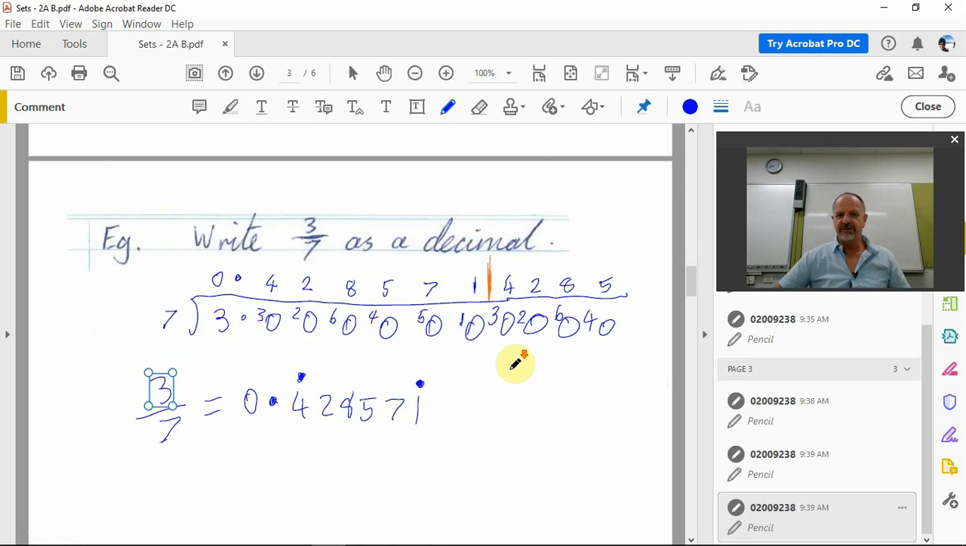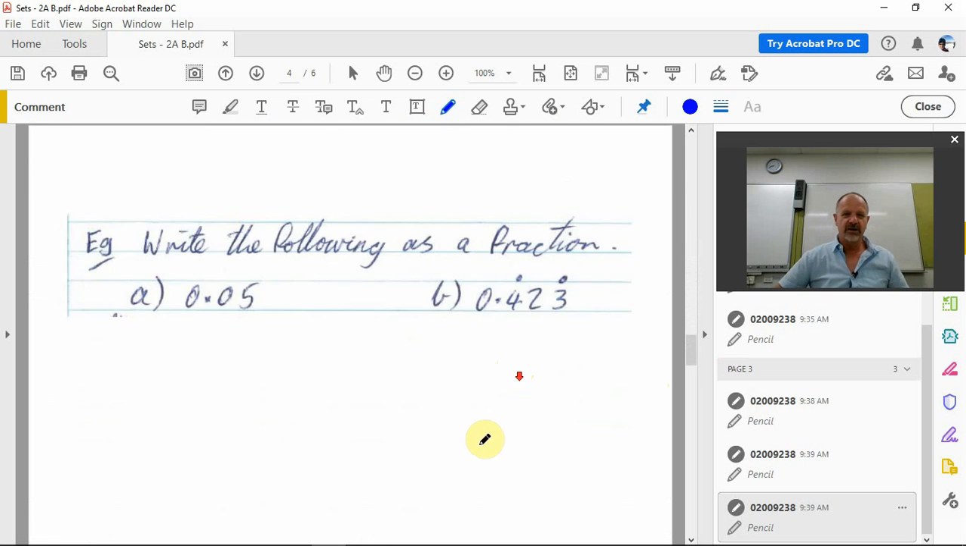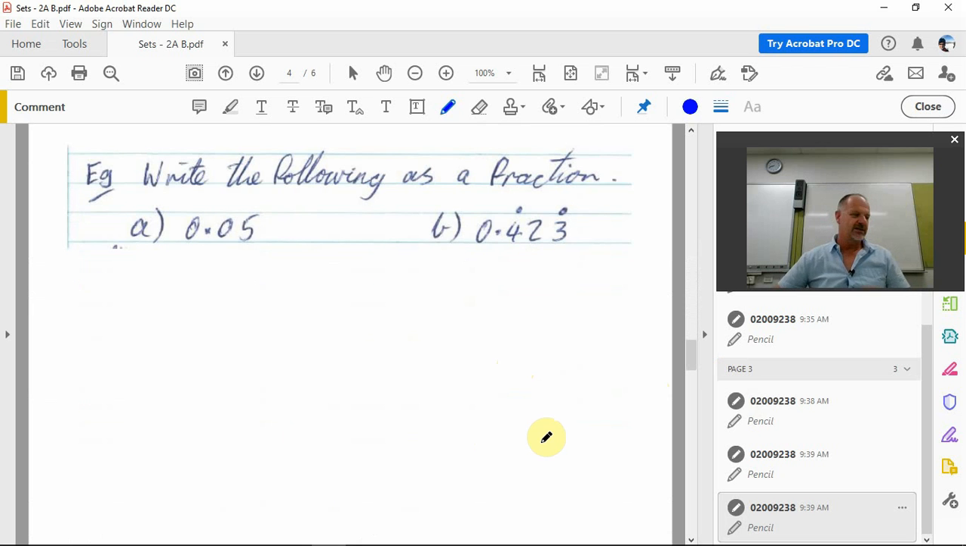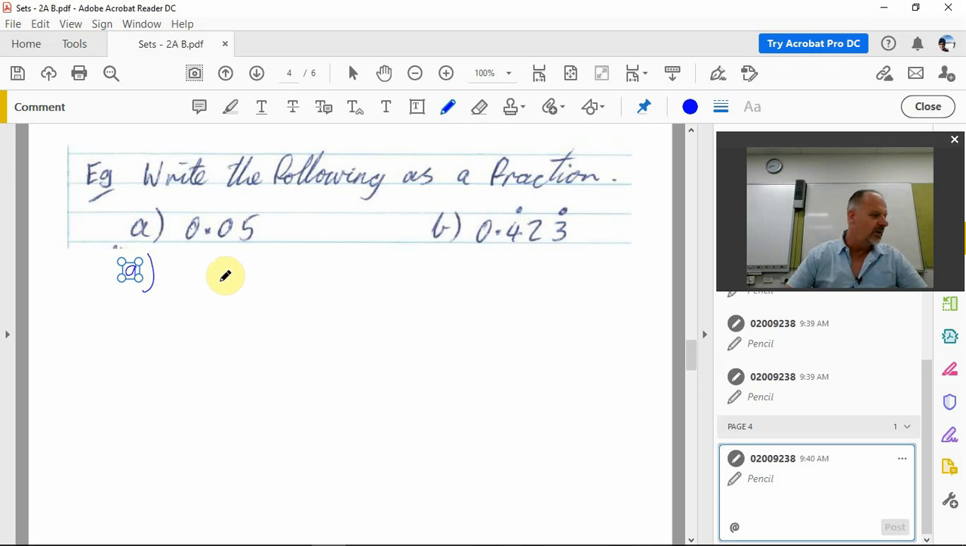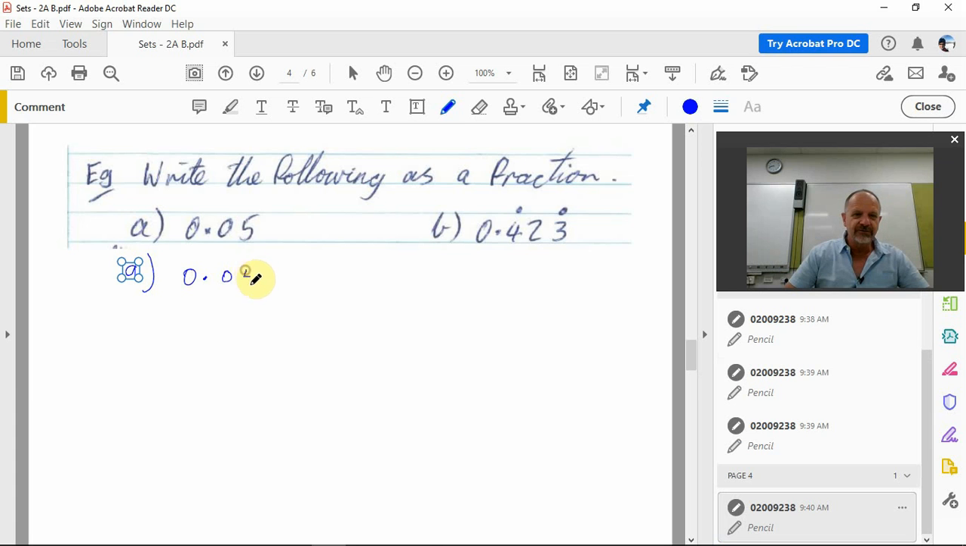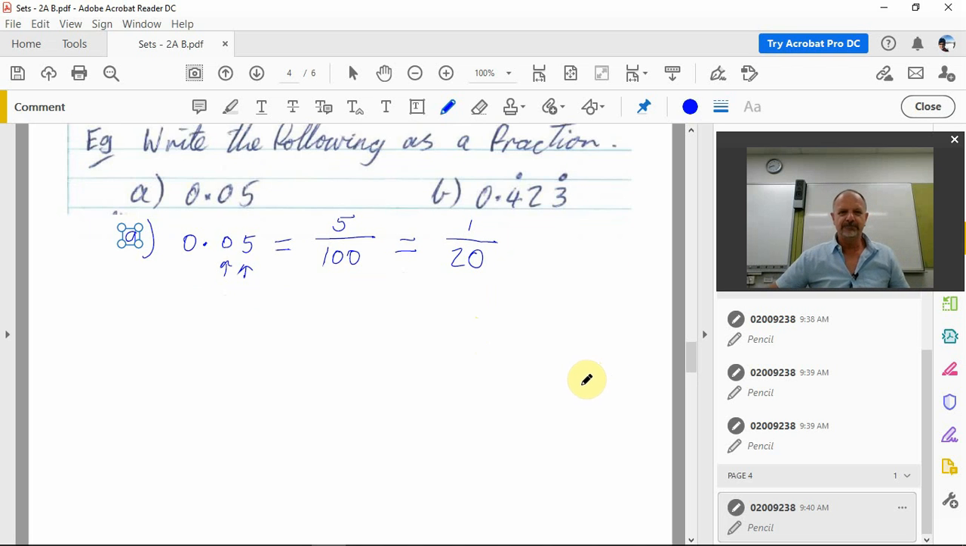All right, so we can write fractions as decimals. We can also go the other way around, writing decimals as a fraction. So let's have a look. Part A is quite straightforward in a way, because 0.05, we know that's the tenths, that's the hundredths, so we can say that there's 5 hundredths. And then, of course, the expectation is that we cancel down, and 5 goes into itself once and 100 20 times. So that's not too bad.